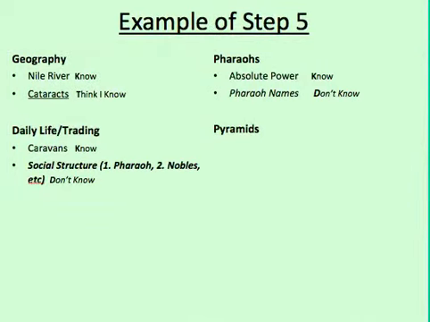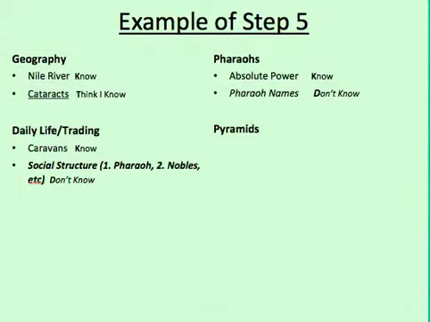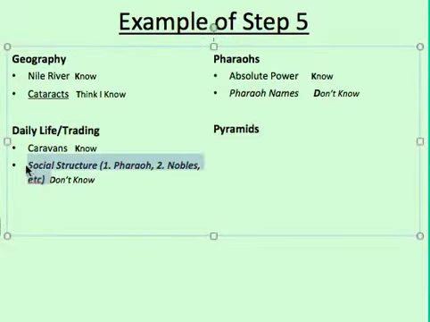Cataracts, I get a little confused on them. Where are they? What town they may be starting in. I'm not sure. I can't remember. I know it begins with an A. I think I know. So I'm going to underline it. But social structure, I get confused. I know the first two, pharaohs, nobles, but I don't remember the rest. I'm going to make sure that it's highlighted, and since it's on a computer, I'll make it bold. And I'll also label it don't know. So I know that's something I really want to study.